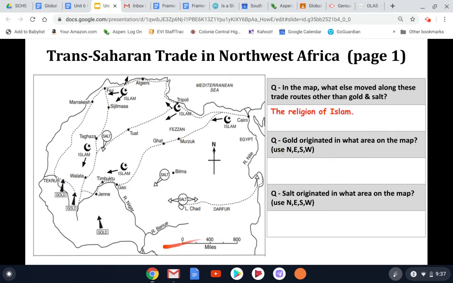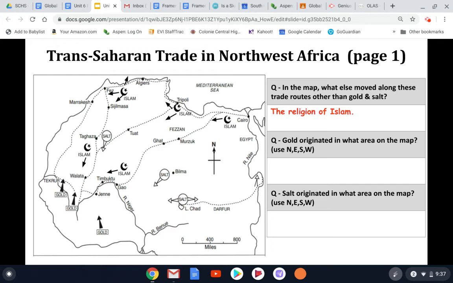And since we don't know too much about the climate or the geography, and there's not all that much labeled down here as far as areas, I want you to use our cardinal directions, north, east, south, and west, to answer this question. You can certainly pause it here and take a look at your key and look at where gold and salt originated and take your own crack at this. But I'll go over them together here as well.